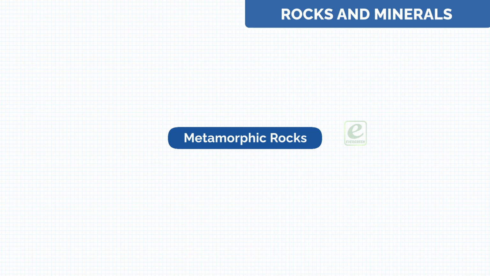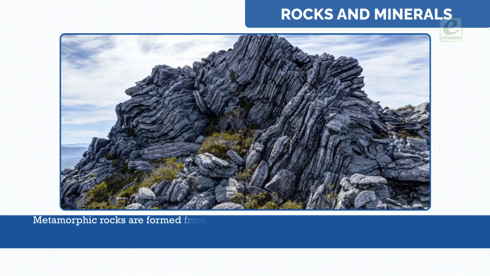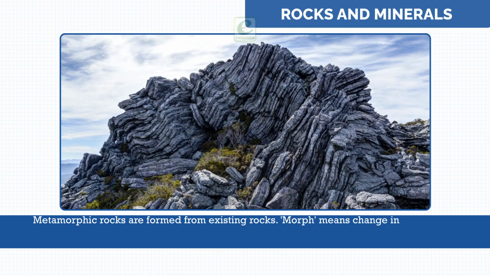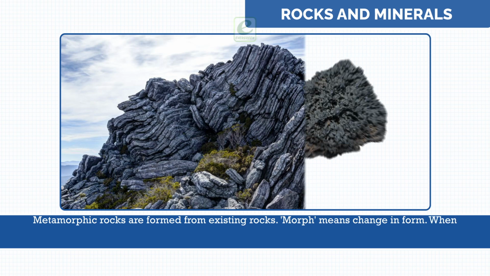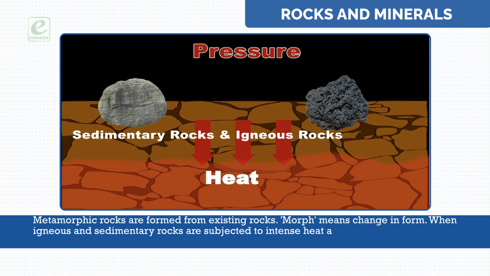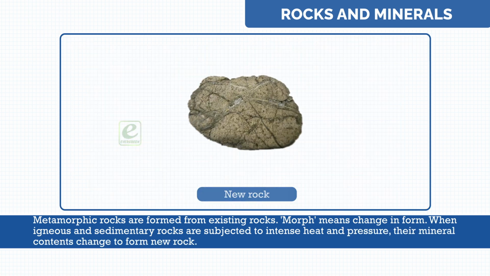Metamorphic rocks. Metamorphic rocks are formed from existing rocks. Morph means change in form. When igneous and sedimentary rocks are subjected to intense heat and pressure, their mineral contents change to form new rock.